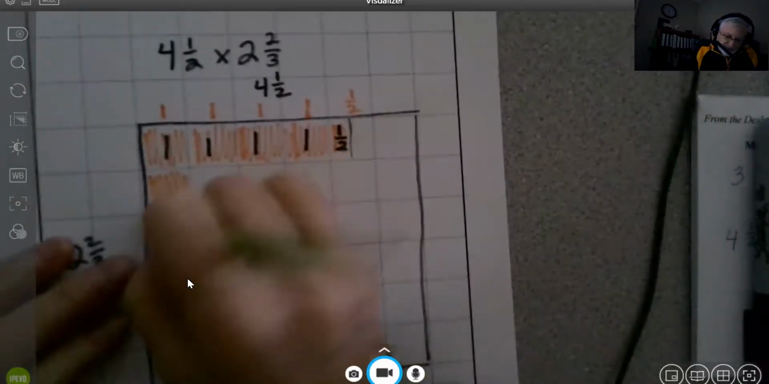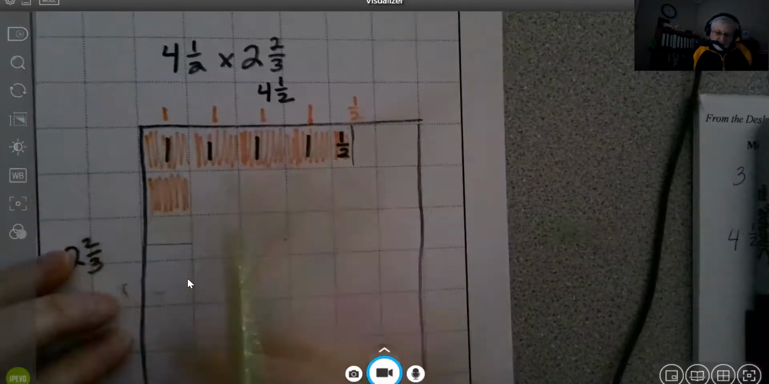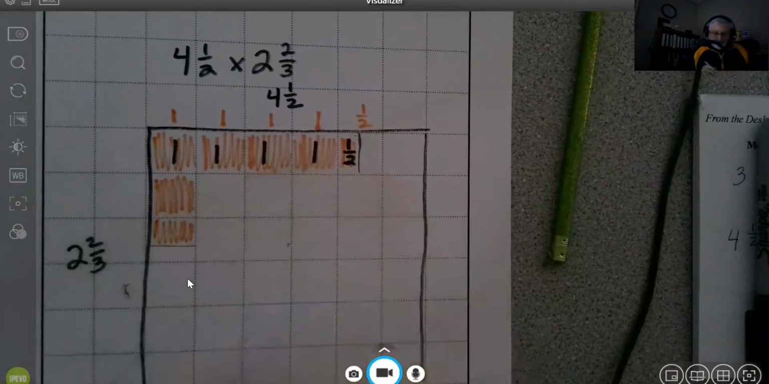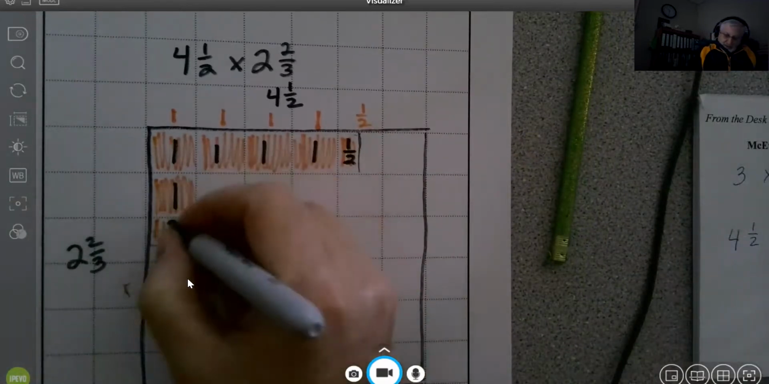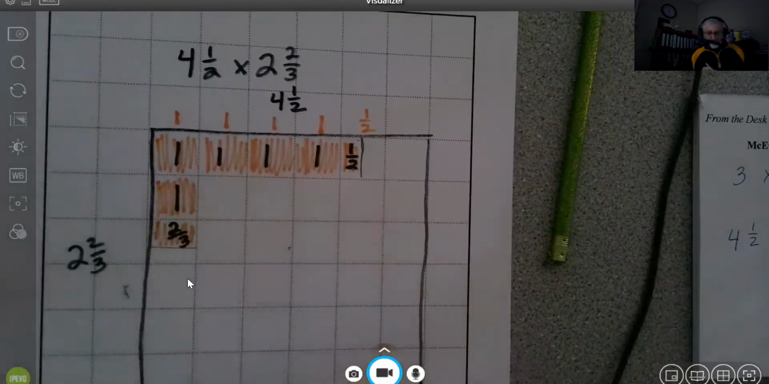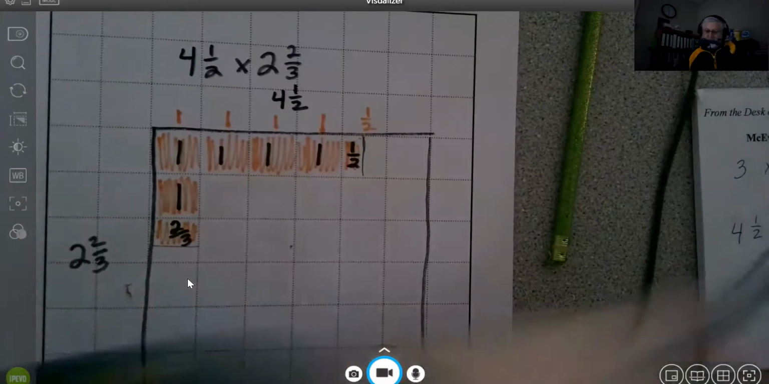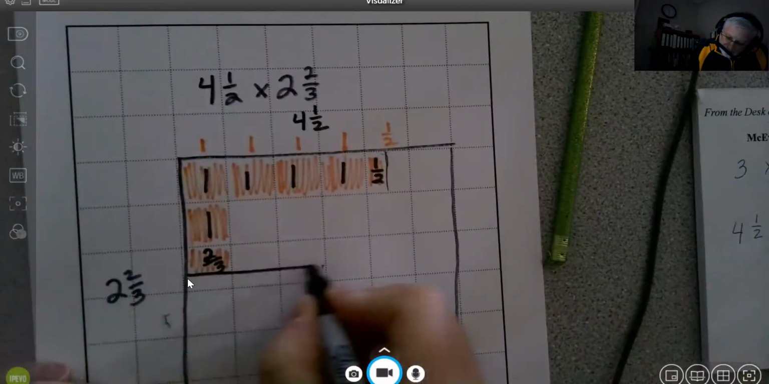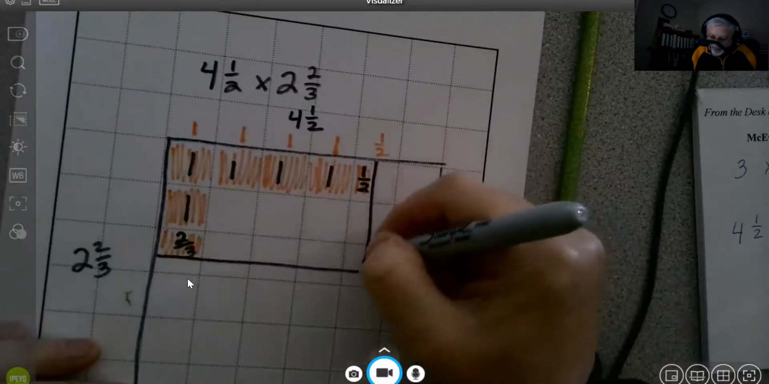So I'm going to erase this first line. And I know that this is 2/3. So that's a hole, and this is 2/3. Okay? So now I want to connect these two lines. I have a line here that I want to go all the way over here, and my line here that I want to go all the way over here.